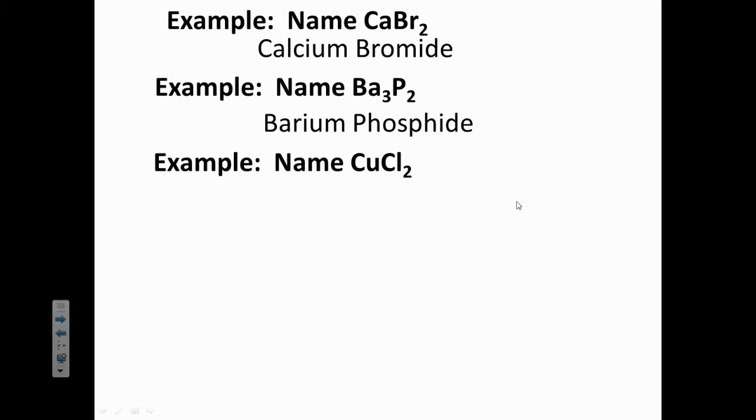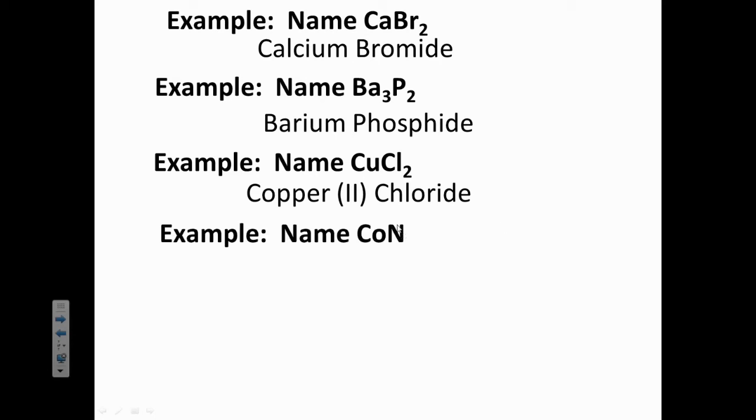CuCl2, now we have to think, because this is a transition metal, we have to include a Roman numeral in our name. Because it bonded with 2 chlorines, each which has a -1 charge, this must be giving up 2 electrons. So it would be copper 2 chloride.